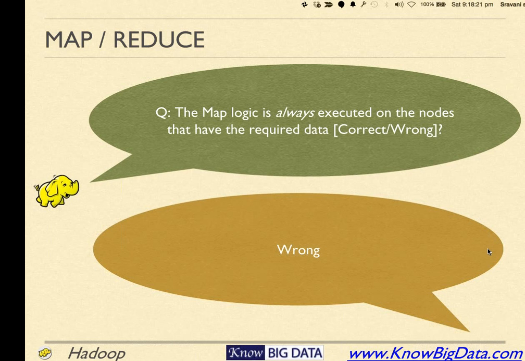Yeah, that's correct, Damodaran. If the map logic node is busy, then the map logic will be executed on some other node. Okay, so this is correct. The same thing is here also. All right.